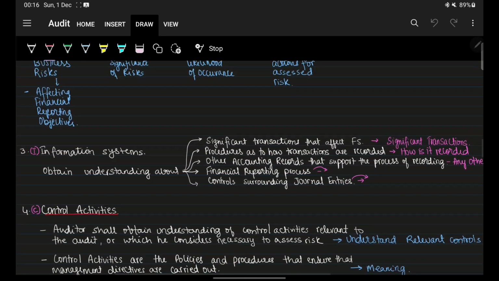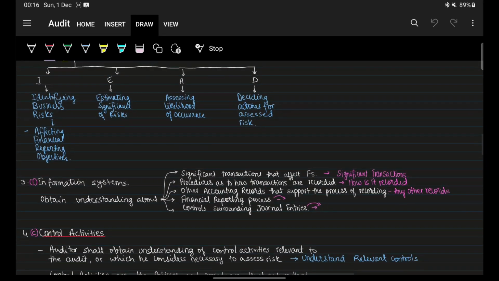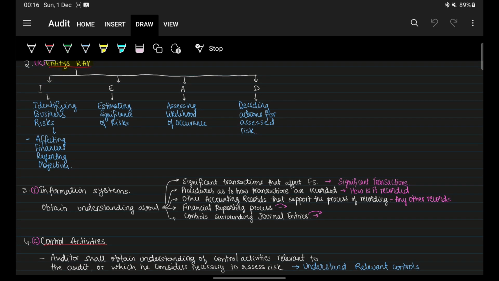Next is the information systems. Now with regard to information systems, what does the auditor have to do? Firstly he has to obtain understanding about significant transactions that affect the financial statements, and the procedures as to how these transactions are recorded.